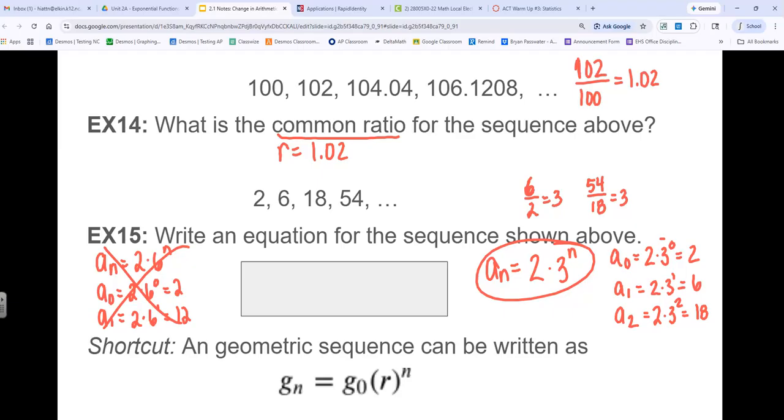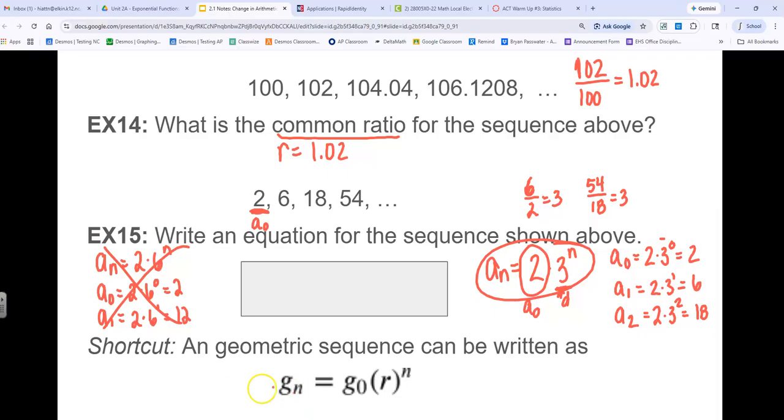Okay, now, we should be noticing something here, that our initial term, our a sub 0, was this term right here. And our common ratio, the number that we were multiplying by, went right here, right?